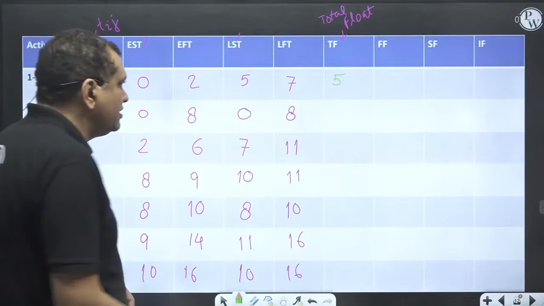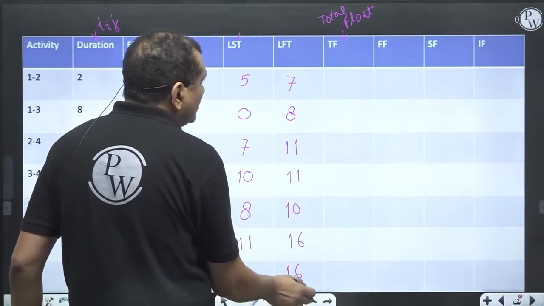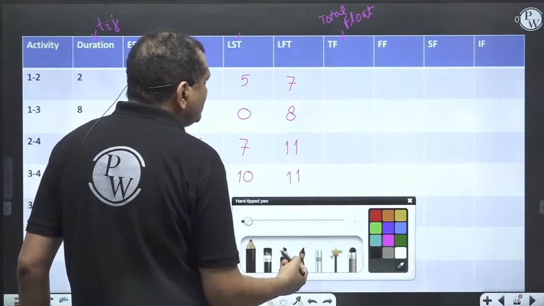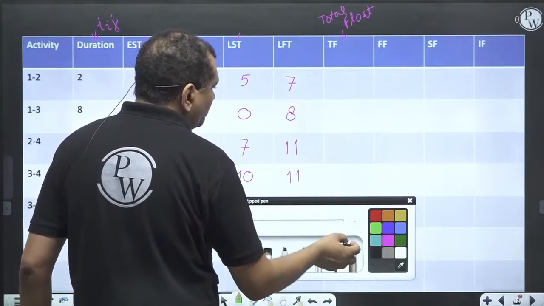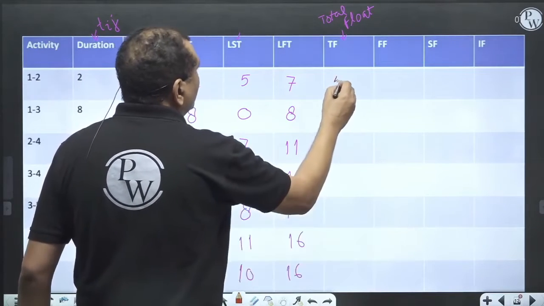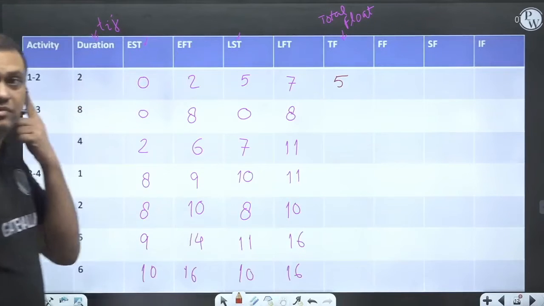Oh, it's not visible, so I will choose a different color. This is correct on this. Okay, na? 5.